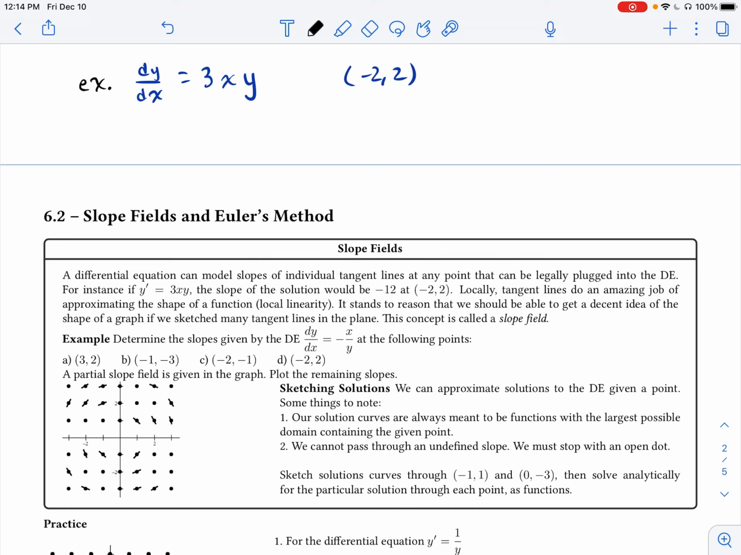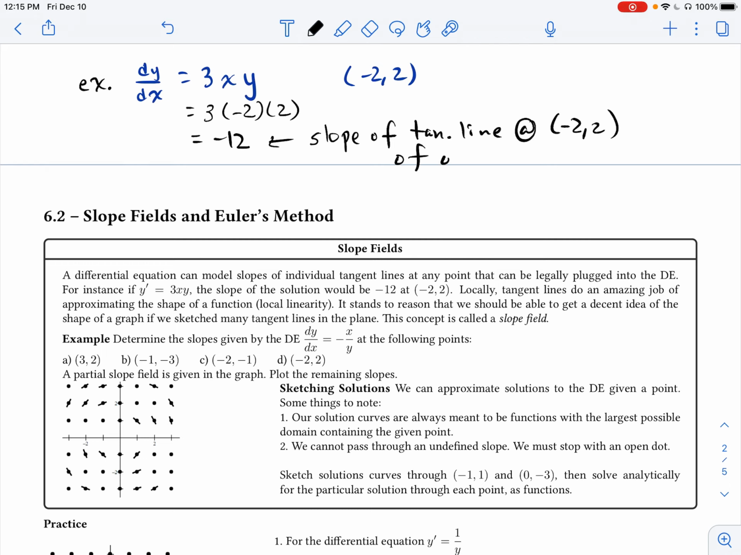And what that means is that for any given point, for example, (-2, 2), we can plug in our x and y values here. So let's just quickly do that. 3 times -2 times positive 2, and this gives us -12. Well, what does this represent? This represents the slope of the tangent line at the point (-2, 2) of our solution, or the equation.